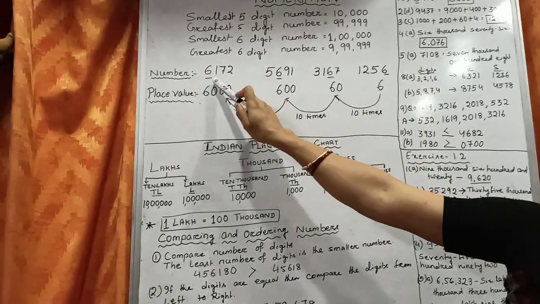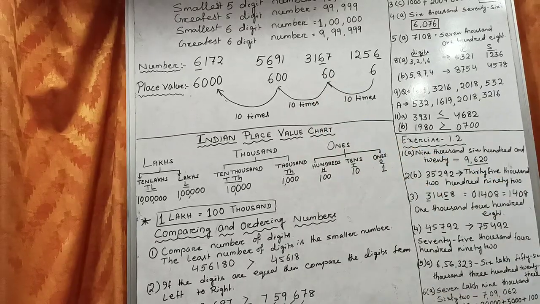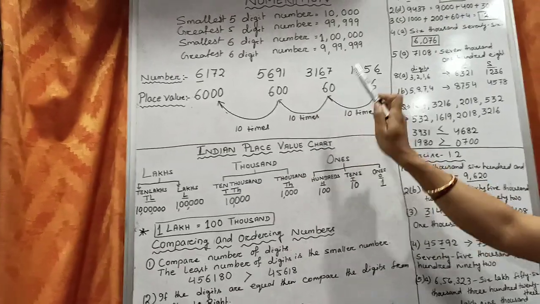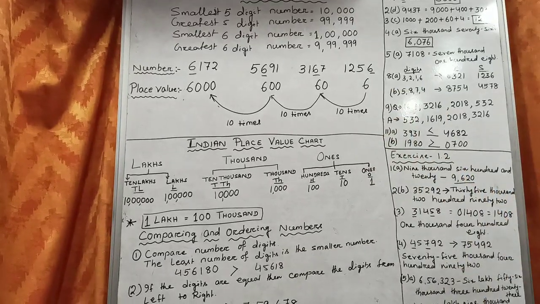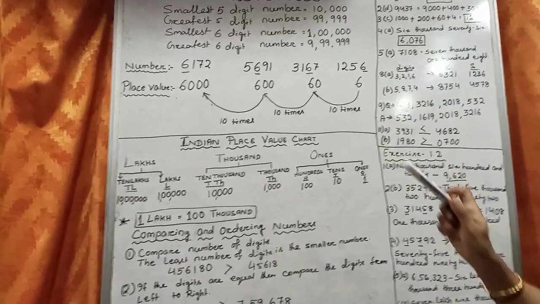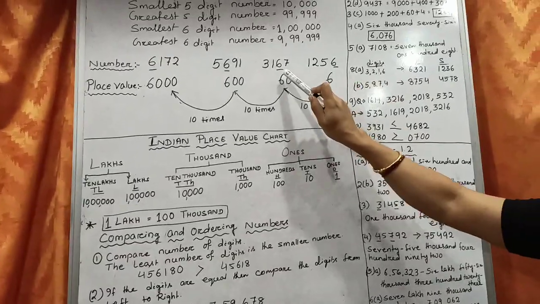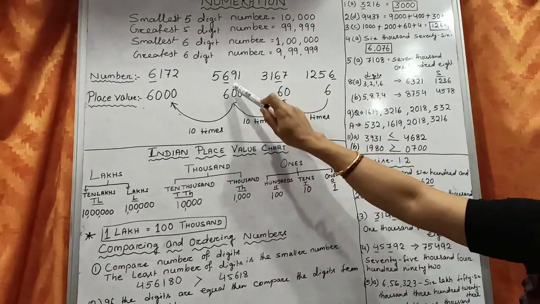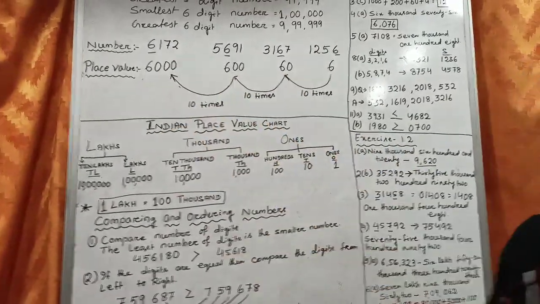Next, I have taken 4 examples. This one is 6,172, 5,691, 3,167 and 1,256. In these 4 numbers, here 6 is in ones place, here 6 is in tens place, here 6 is in 100 place, here 6 is in 1000 place.